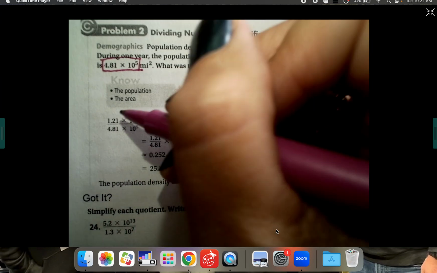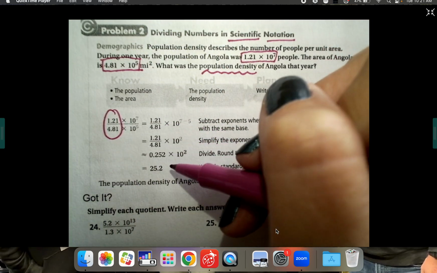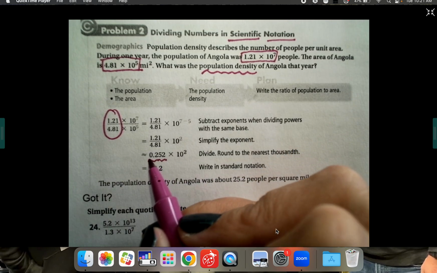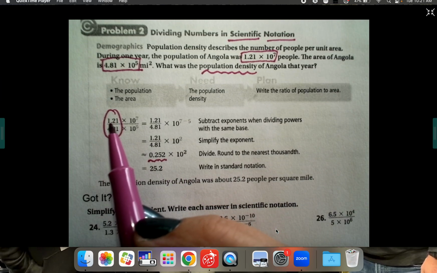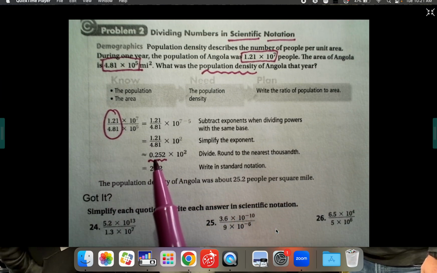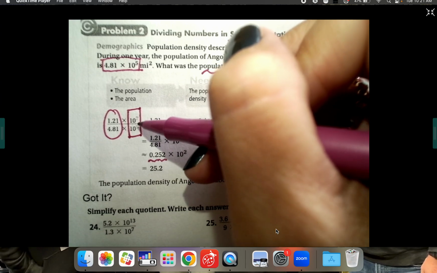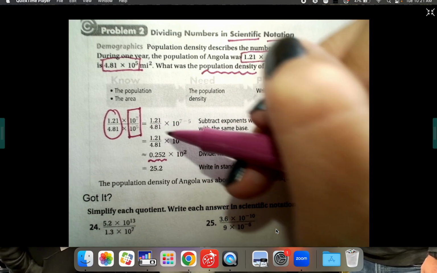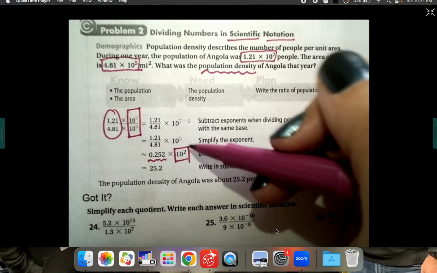This is how they do it. They take the first section, just like they did here, and divide it. When they divided that, they got about 0.252. And I think it was an irrational number, but they rounded it at the end. So 1.21 divided by 4.81 is about 0.252. Then they took the bases that were the same, 10 to the 7th divided by 10 to the 5th, and with our new rule of subtracting, they got 10 to the 2nd because they subtracted 7 minus 5.